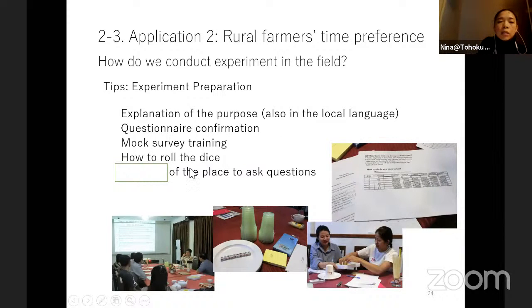At that preparation, we confirm the questionnaire and we ask them to do the demo experiment, mock survey training. And we have to care about how to roll the dice. Some farmers try to cheat to get a good result. So they have to check such cheating. We need to keep randomness of the dice. And also the distance of the place to ask questions, because the result of other farmers might have impact on other farmers who will do it from now. So we need to keep distance when we conduct experiment.